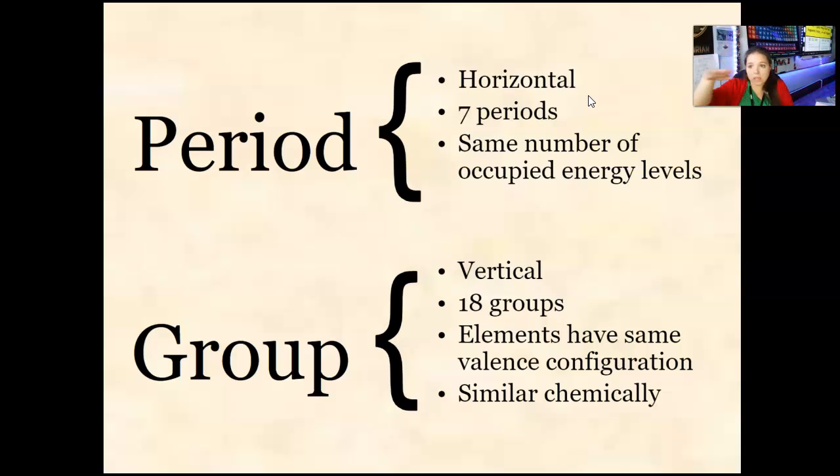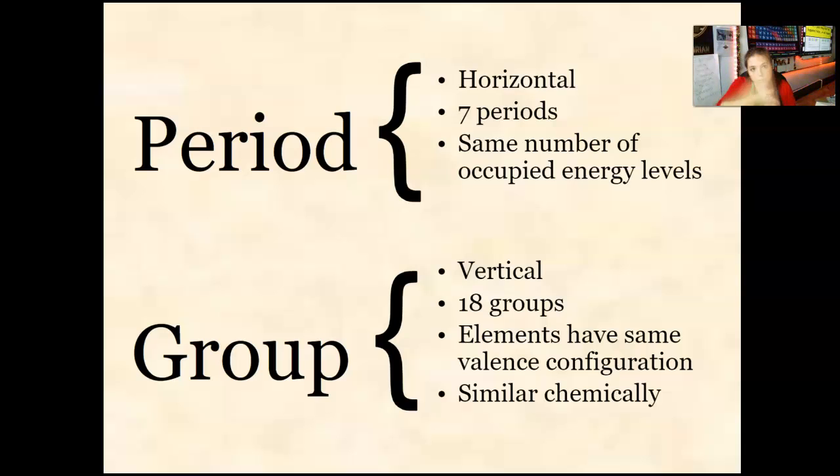Okay? And so again, in your notes, periods, they're horizontal. They go across like this, like we're looking at the horizon. There's 7 of them. And this is when we went over the energy levels. This tells you their energy levels: same number of occupied energy levels. So period 1 only has 1. Period 2 has 2. You have the 1s, 2s, and 2p. And then 3, 4, 5, and so on.